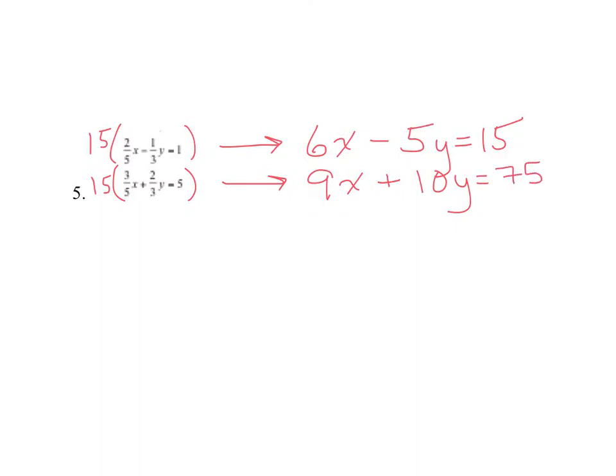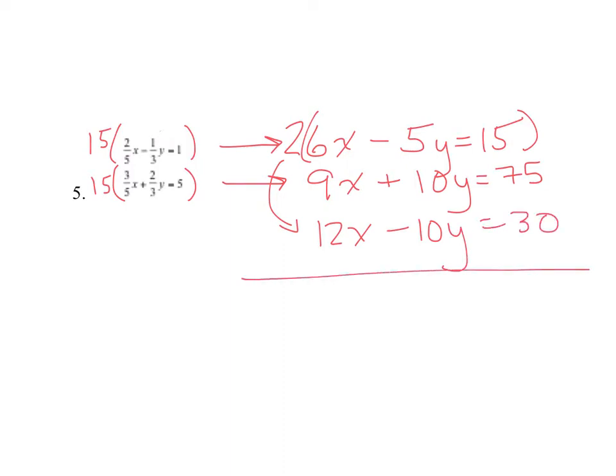Okay, now you could see we still have two equations here where we need to do something with one of them in order to create variables that can be eliminated. So we're going to multiply the first equation by 2. And I'm going to rewrite it down here. So 12x minus 10y equals 30. We will add these two equations together, which will eliminate the y's.